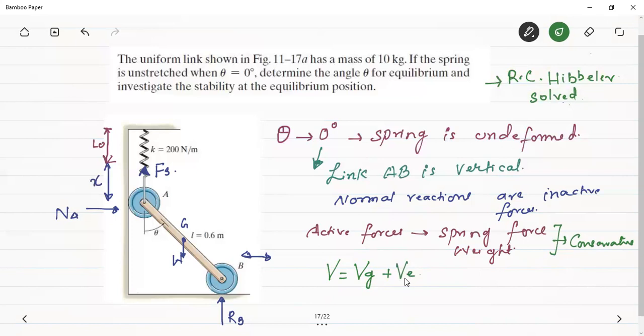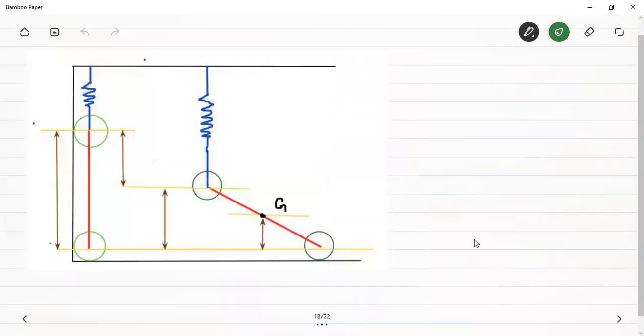There will be some value of the elastic potential energy function because the spring is in the deformed state. Currently it is in the extended state. Therefore, it will possess elastic potential energy and it will also have gravitational potential energy. So let's find out these two terms. First of all, we have to establish the datum.